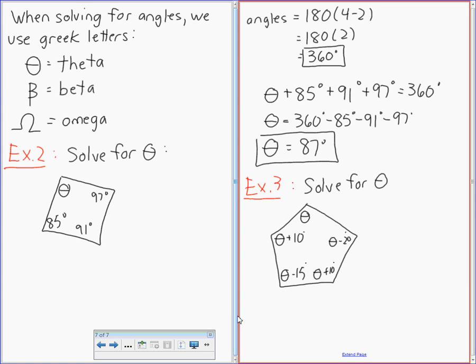Okay, so use your good algebra skills. Treat a theta like an x, it's the same thing. So set up an equation like this here, okay, and then solve for your theta.